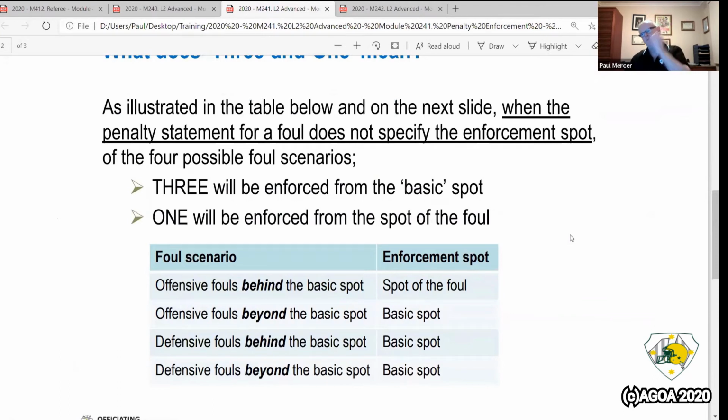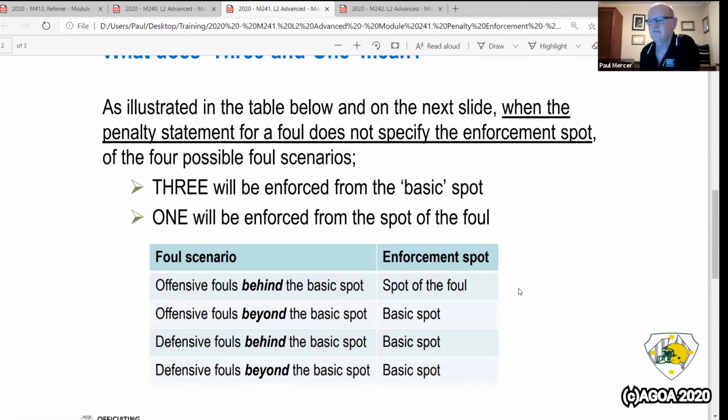So there are 4 possible foul scenarios: the offense foul behind the basic spot or beyond the basic spot, or the defense foul behind the basic spot or beyond the basic spot. And that little table just encapsulates and summarizes that. In 3 of those scenarios, the foul is enforced from the basic spot. And in the 4th situation, it's from the spot of the foul with what are called the hippie exceptions. And the hippie exceptions refer to holding, illegal use of hands, personal foul, and illegal blocks.